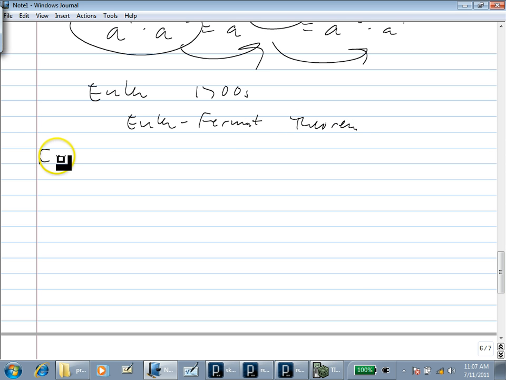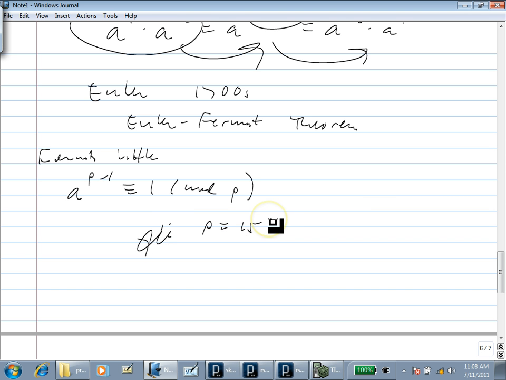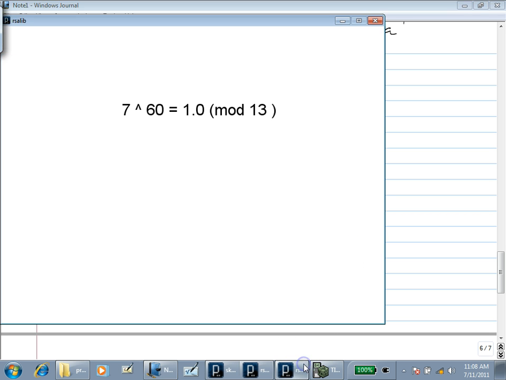Remember, Fermat's little theorem says that a to the p minus 1 is always equal to 1 mod p. But what if p is not prime? It doesn't work anymore. Like, for instance, if I want to know, let's say p equals 15, which isn't prime, and I try to do 7 to the 15 minus 1 mod 15. Let's see if it becomes 1.